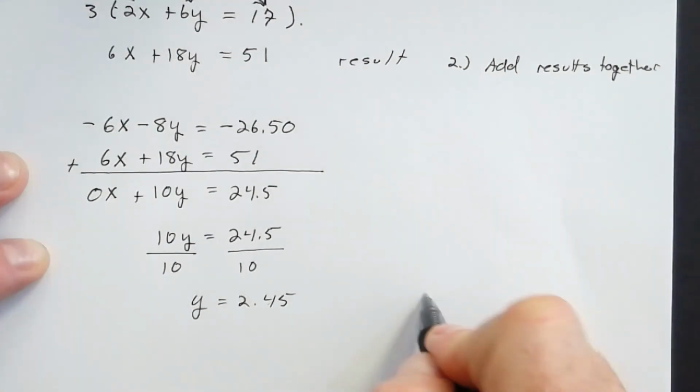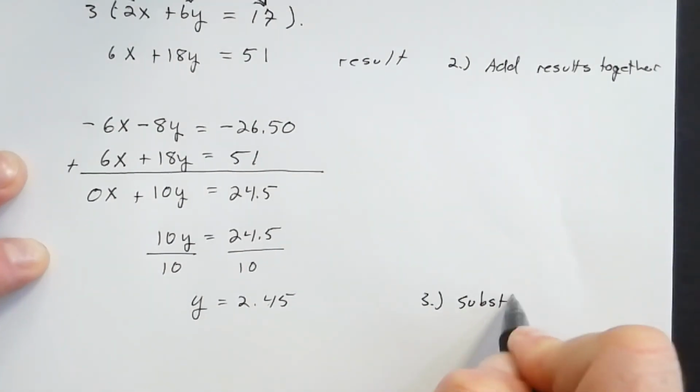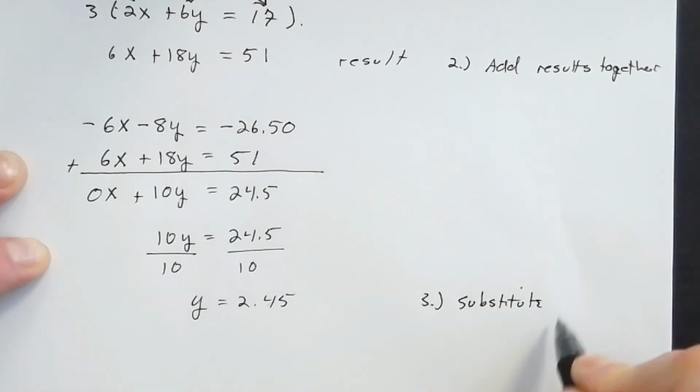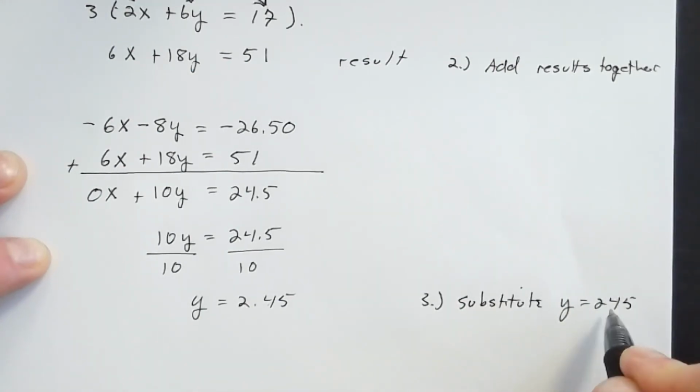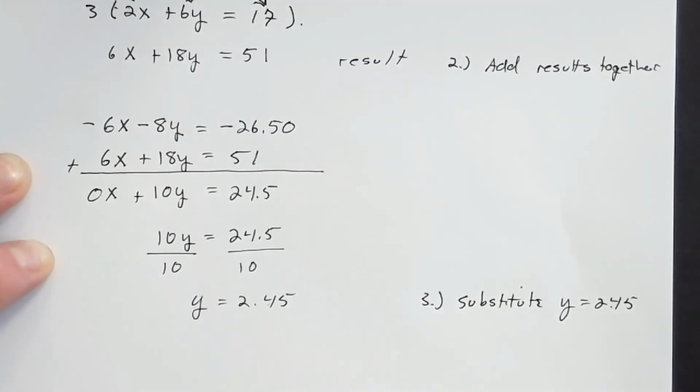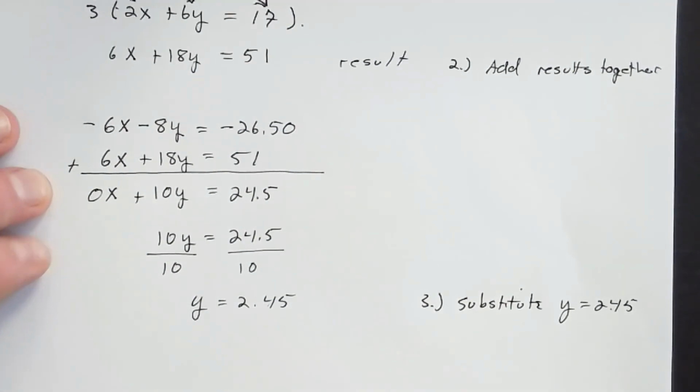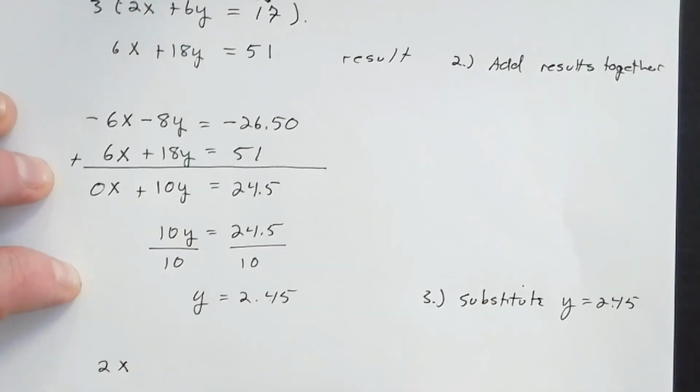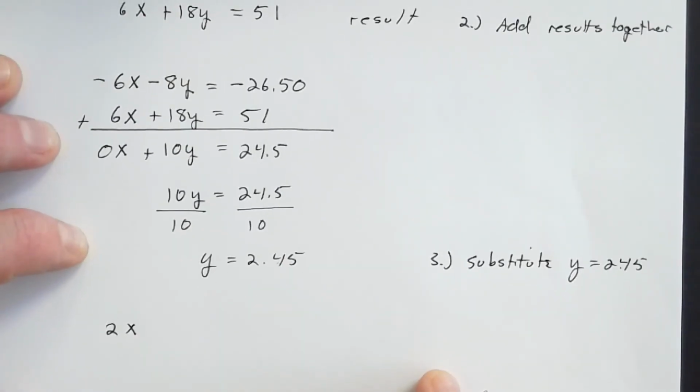So let's play substitution. So we're going to substitute y is equal to 2.45. Let's choose the bottom equation. So we have 2 times x, so we have twice x. You mean x equals 2.45? Well, we eliminated the x's. We're left with y. So 2x plus 6 times 2.45 is equal to 17. Can somebody do that calculation?